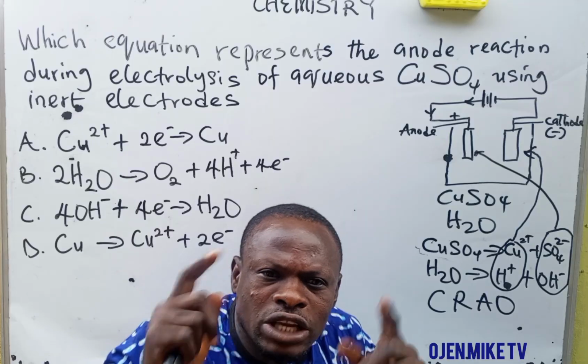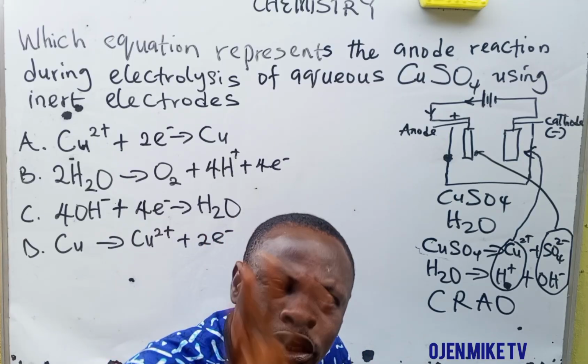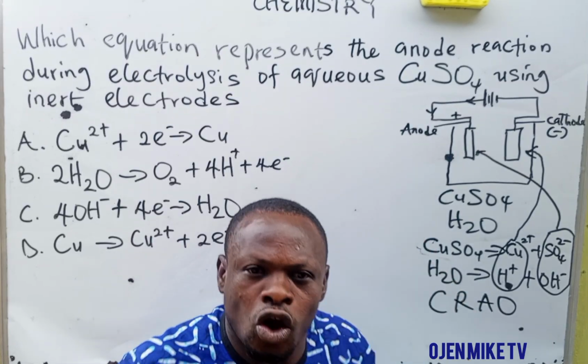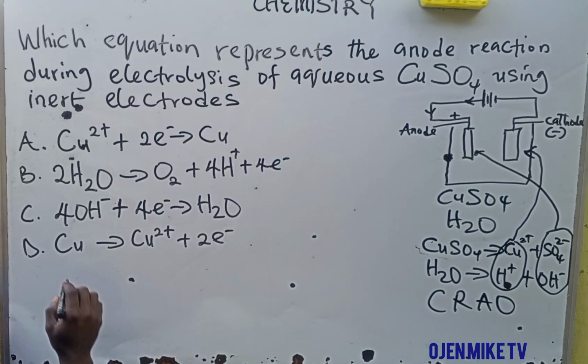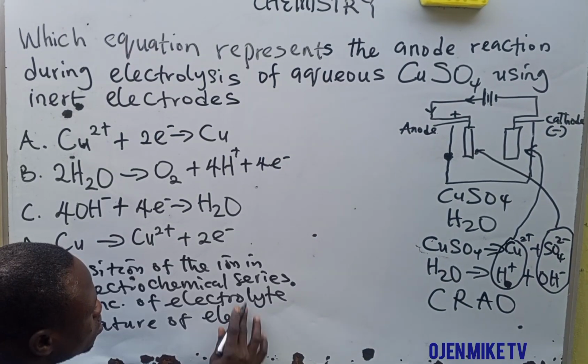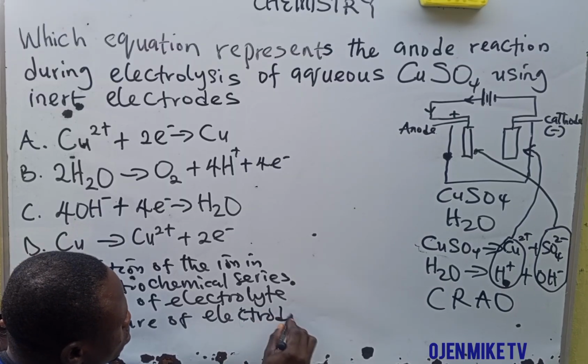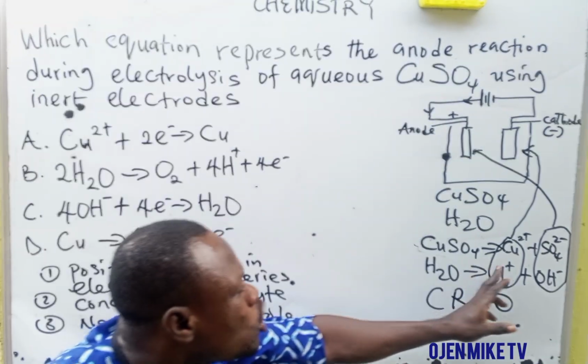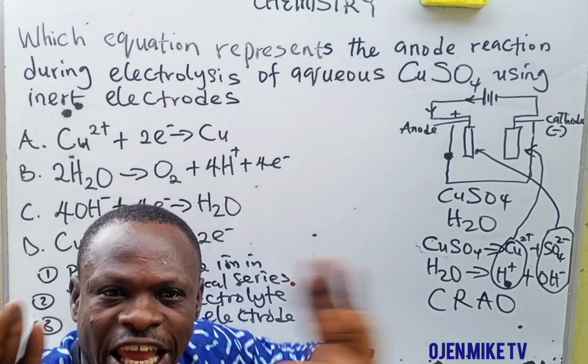How do you determine the one that will be selected? There are three major things for one to be preferentially selected. Number one is the position. These are the three factors that must be considered for any of these ions to be preferentially selected.